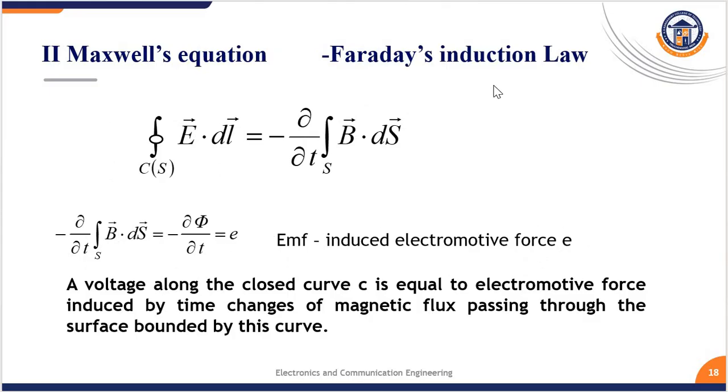Here is the second Maxwell equation from Faraday's induction law. So the closed curve integral of E vector dot dl vector equals minus dou by dou t of the surface integral of B vector dot dS vector, which equals minus dou phi by dou t, that is equal to E, the EMF, the induced electromotive force. The voltage along the closed curve is equal to the electromotive force induced by time changes of the magnetic flux passing through the surface bounded by this curve.